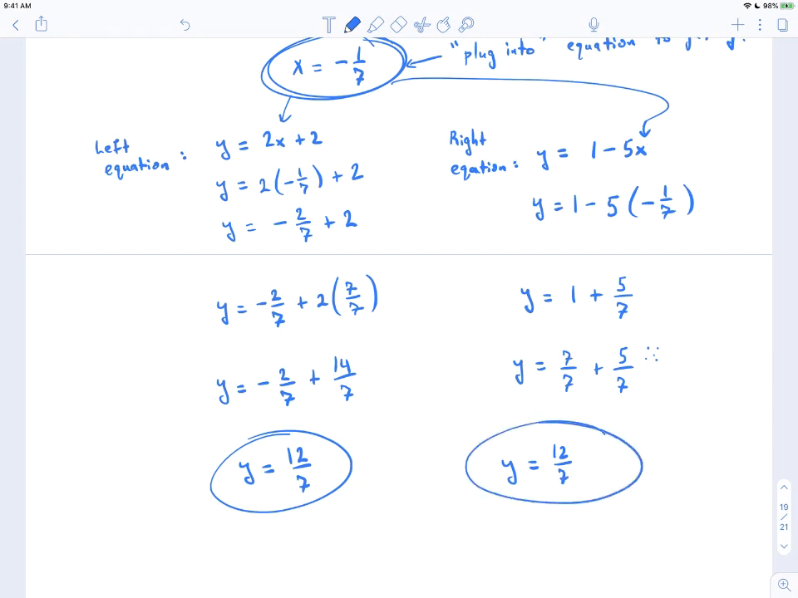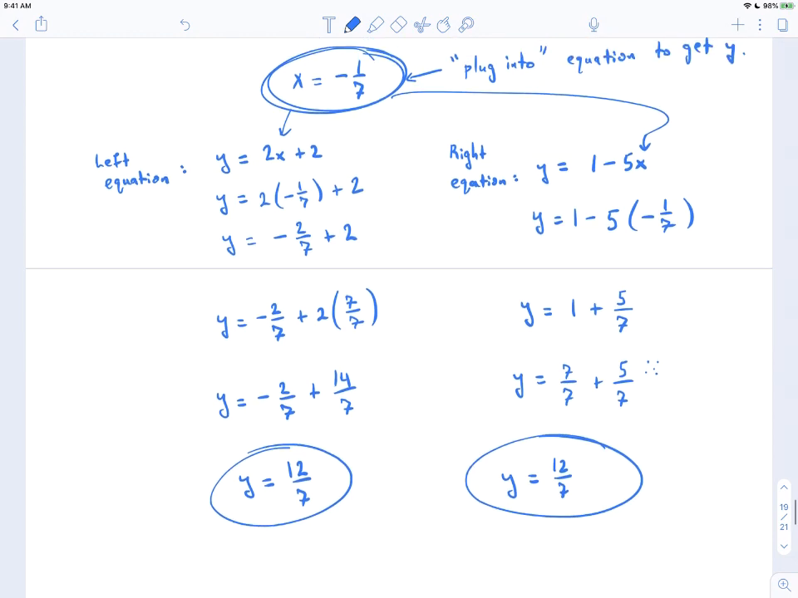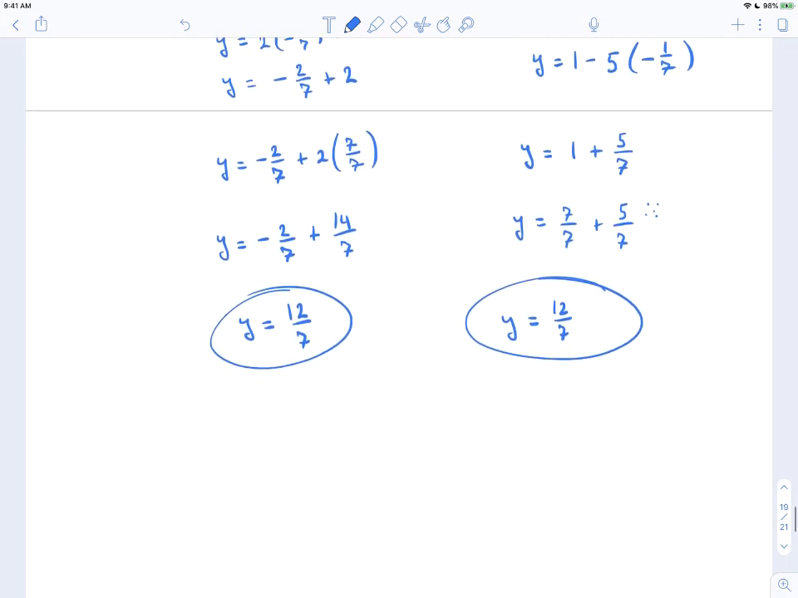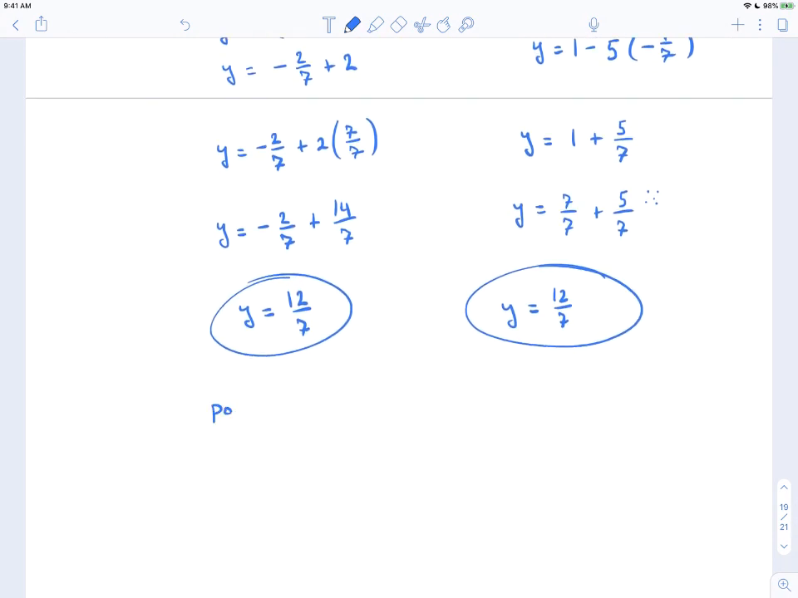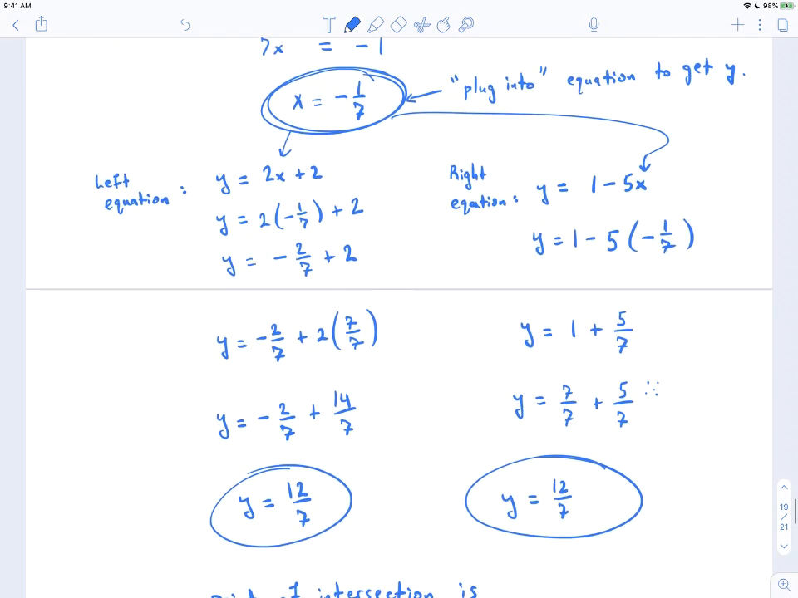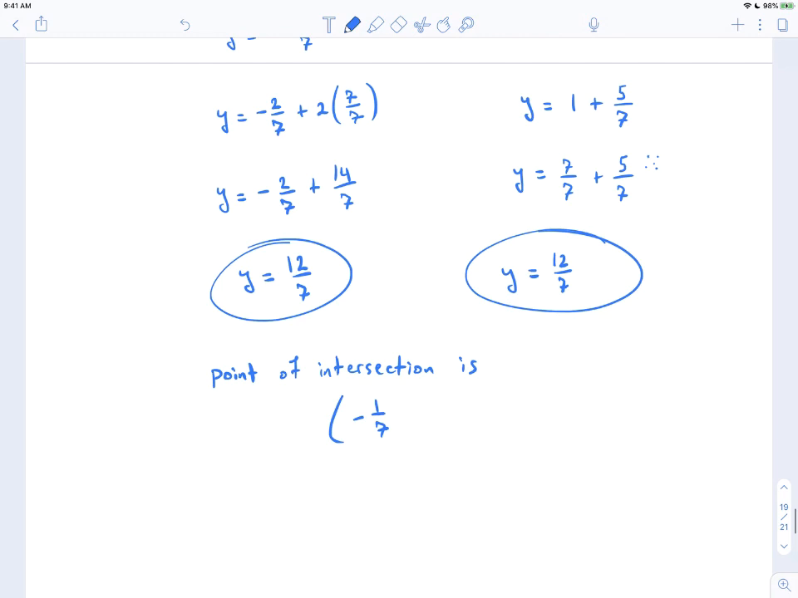So you see it doesn't matter which equation you use. We have x is minus 1/7 and y is 12 over 7. So the point of intersection is the point that has x coordinate minus 1 over 7, right here, and y is 12 over 7. And there you go, that's our point of intersection.